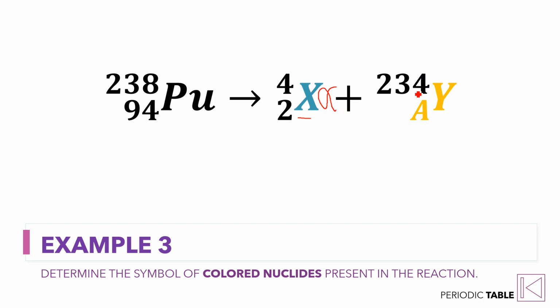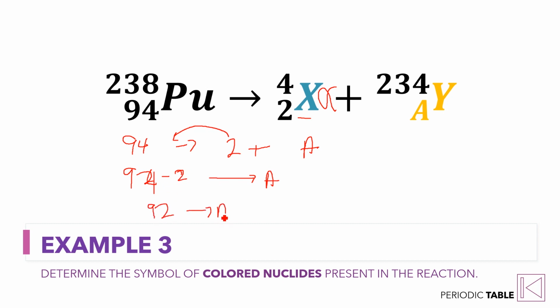Very simple. We just need to get the A and then we solve for the Y. So it's 94 equating to 2 plus A. That is our unknown. To get the A, we need to transpose the 2 to the left side, which becomes negative. Oh, sorry, that's 94 minus 2. 94 minus 2 is 92. So meaning this A is actually 92.